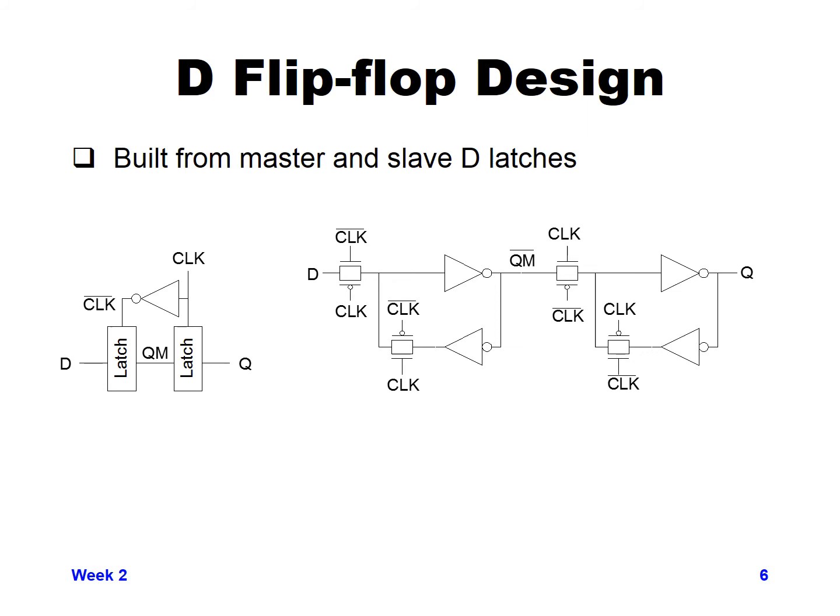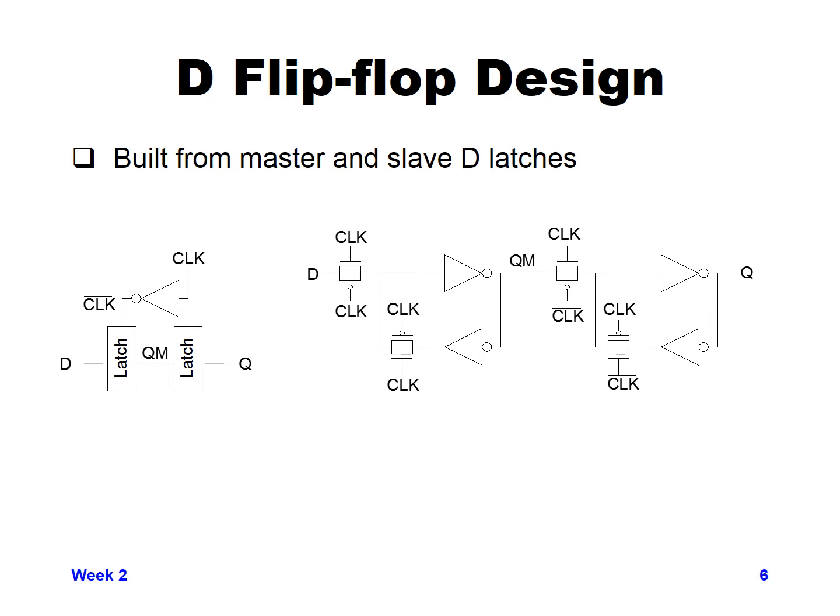So now QM is a stable value, and when clock went high, the second latch will open and allow QM to go through to Q. So you can see as soon as clock goes high, the value gets captured and held in the first latch, and it gets passed through the second latch, which causes that edge-triggered property to happen.